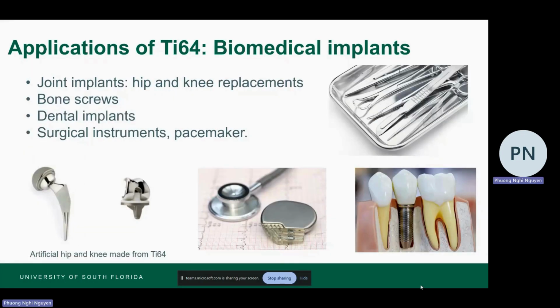In the next slides, I'm gonna discuss the applications of Ti64 in biomedical implants. Ti64 is used mostly in joint implants such as hip and knee replacement. The pictures showing here are the artificial hip and knee made from Ti64. Ti64 is also used to make bone screws as well as used in dental implants. The material is also used to make surgical instruments and pacemakers.